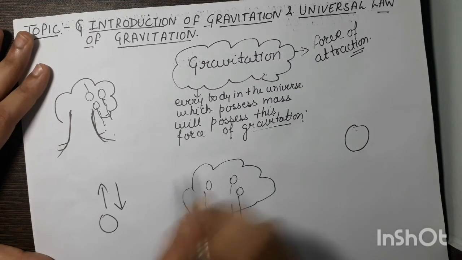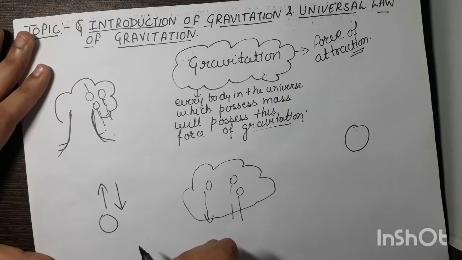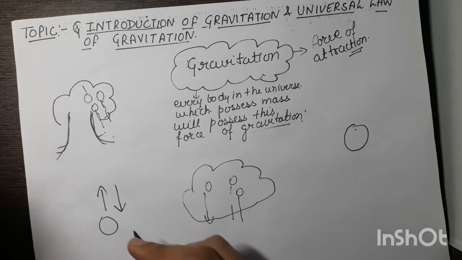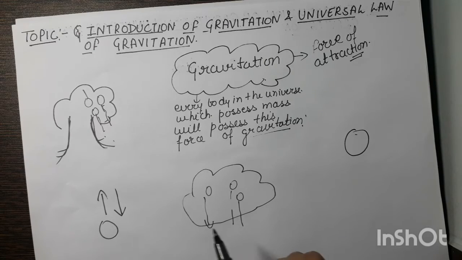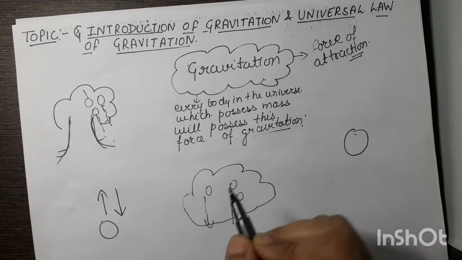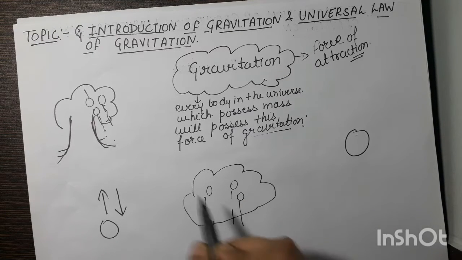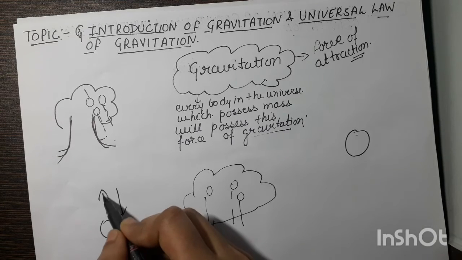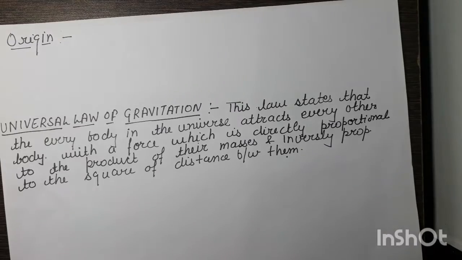Why are these things happening? Why are all these things coming in the downward direction? They are not going in the upward direction. Why? There must be some force which is pulling these things in the downward direction. So that force is the force of attraction or force of gravitation, which is pulling all these things downward. Even if we throw these objects in the upward direction, they'll come back in the downward direction.